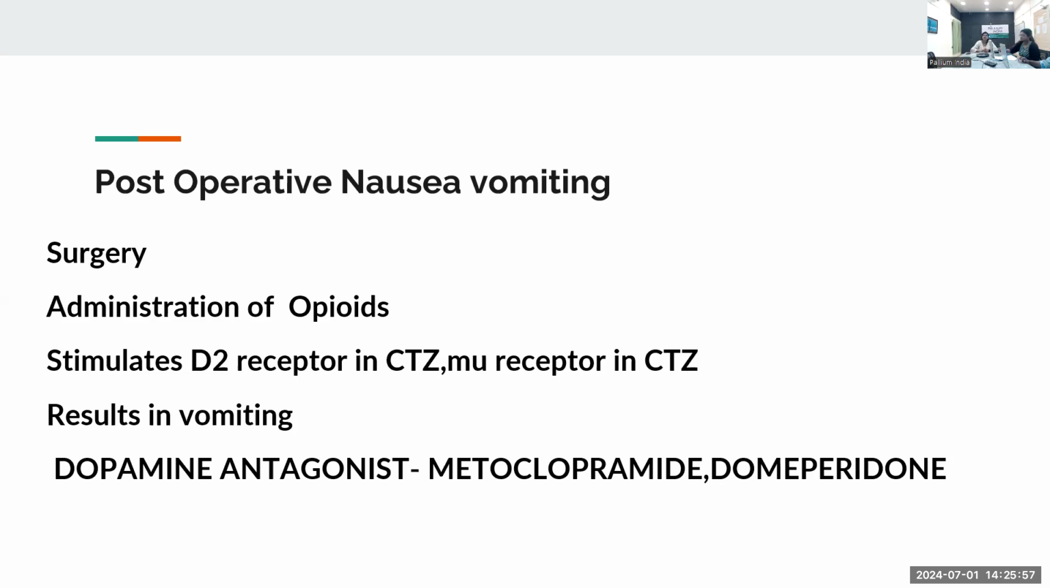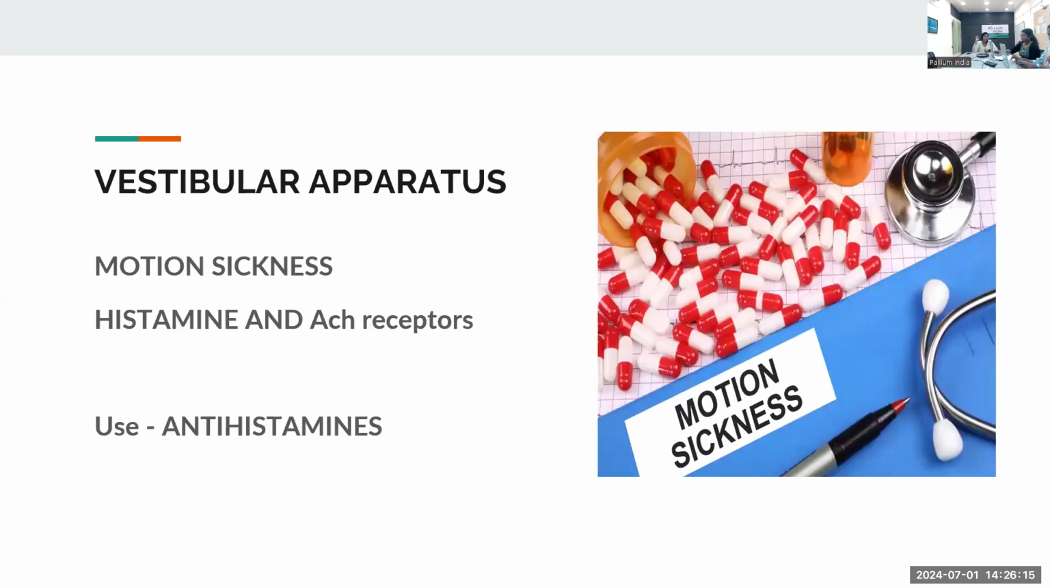This is the reason, because there is stimulation. We know that opioids act on the mu receptor, and the mu receptor agonist is haloperidol, right? So we can either give metoclopramide or domperidone or haloperidol. So just remember this. Next one.